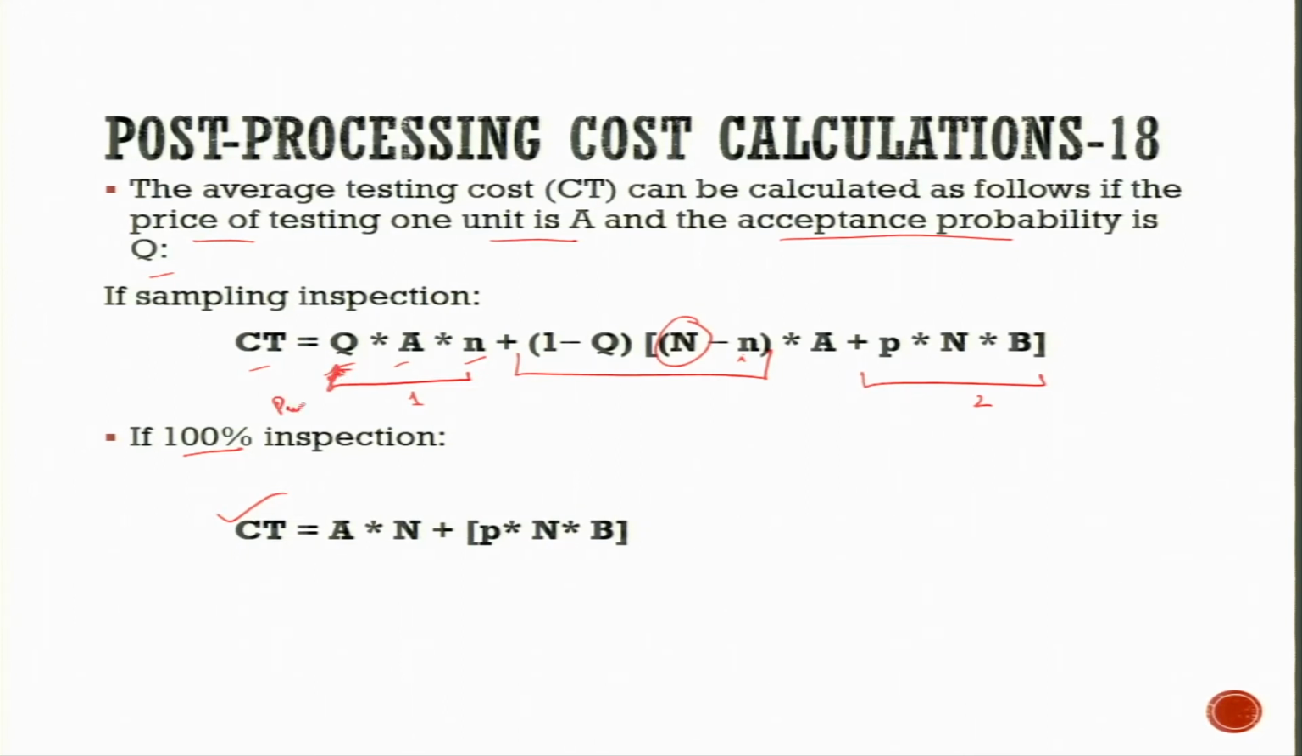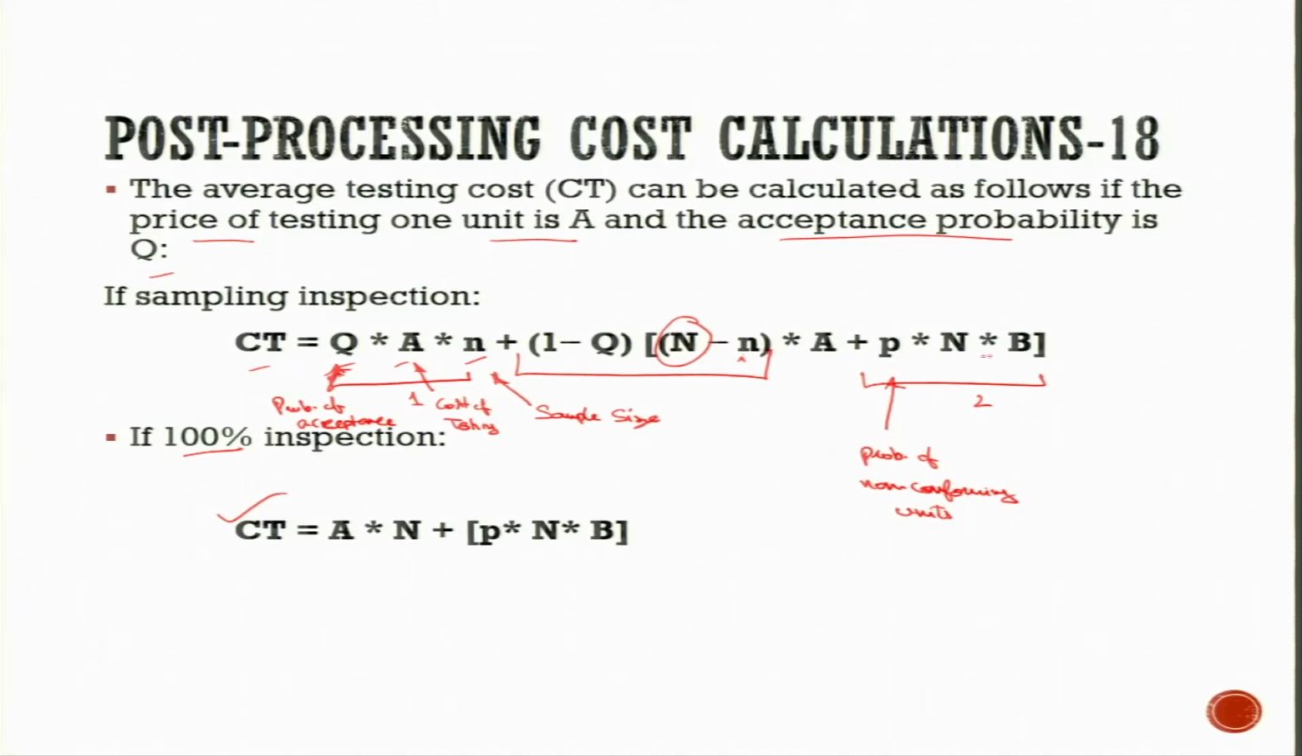where Q is the probability of acceptance, A is the cost of testing, and n is the sample size. Now capital N is the total number of pieces, total number of units which are built, that we have seen there. The probability of non-conforming units is P.